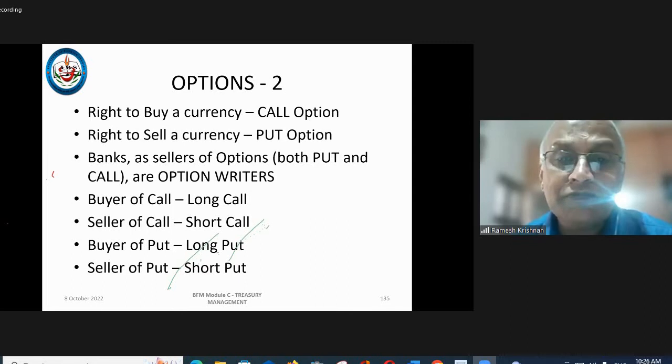Sir, let me complete. The customers can also write options. So customer can also become a seller of an option. So then he becomes short put or short call. Now the question, please. Yes.